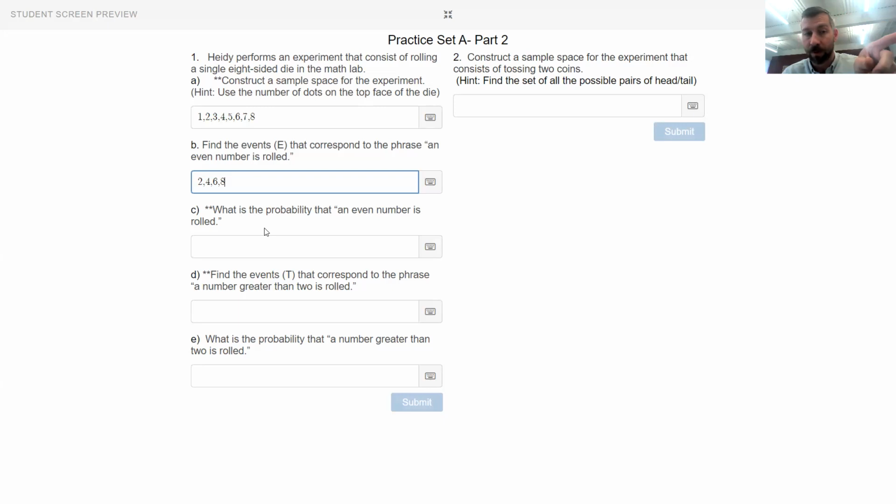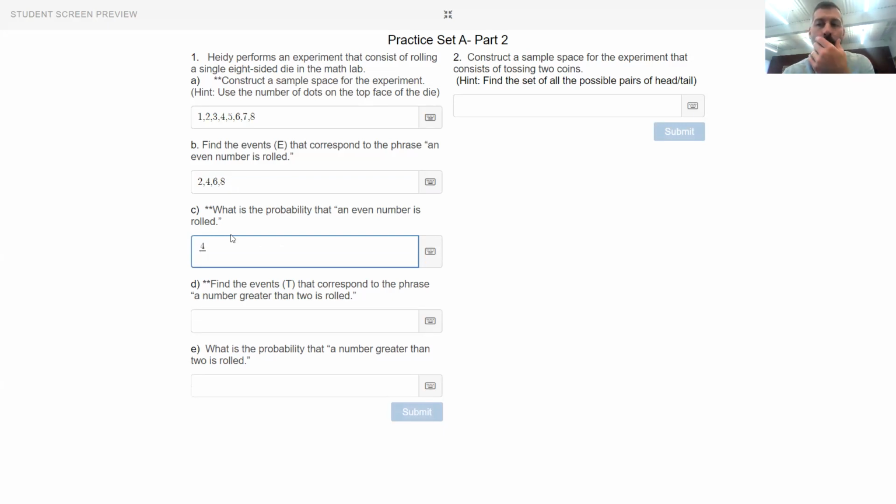There's 4 of them. What is the probability that an even number is rolled? Well, how many even do I have? I have 4, out of how many total sides on the die? 8. So we have a 4/8 chance, which of course can reduce to 1/2. So we've got a 50-50 chance of rolling an even number if we have an 8-sided die with numbers 1 through 8 on it.